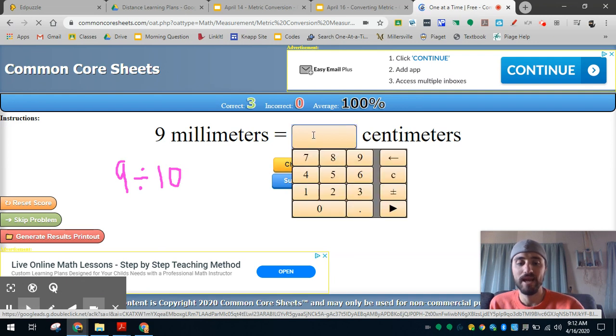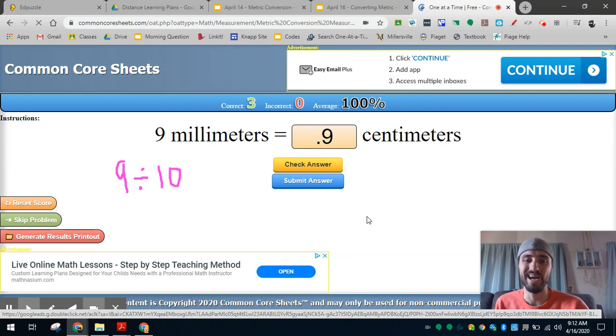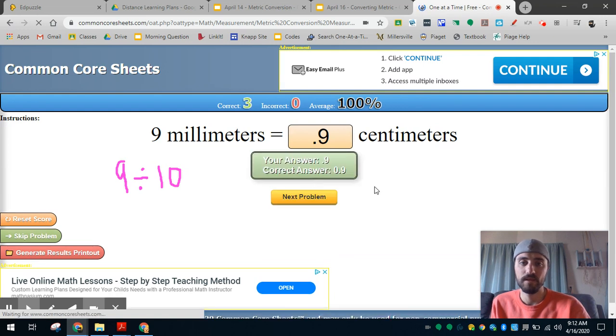9 divided by 10 is going to be 9 tenths. So 9 millimeters equals 9 tenths of a centimeter. 9 millimeters is not even a whole centimeter. Let's submit our answer and check. And we got it right.